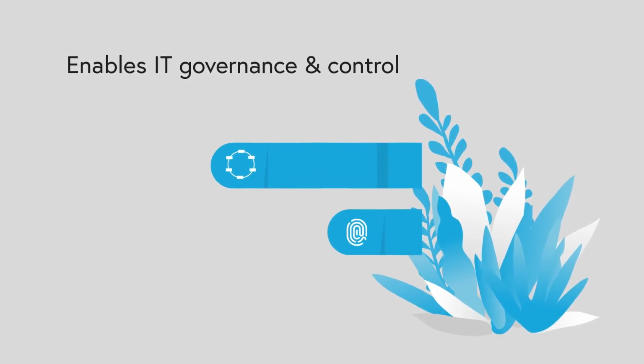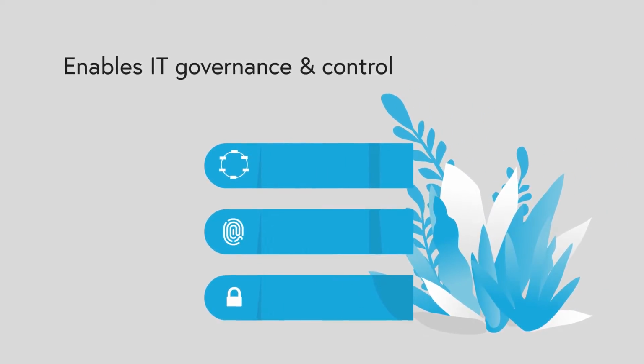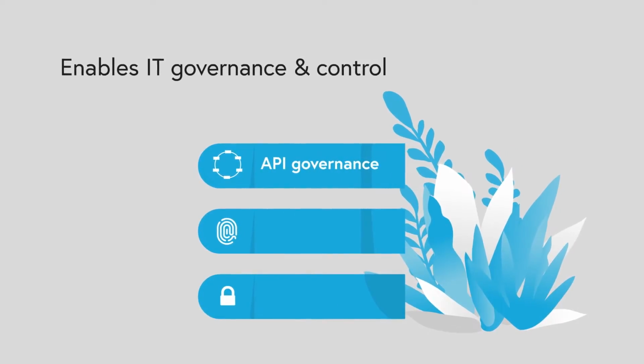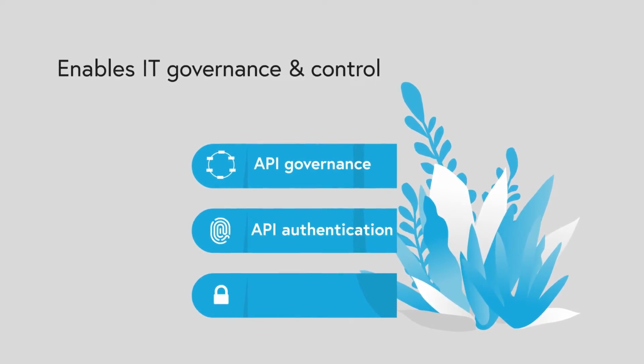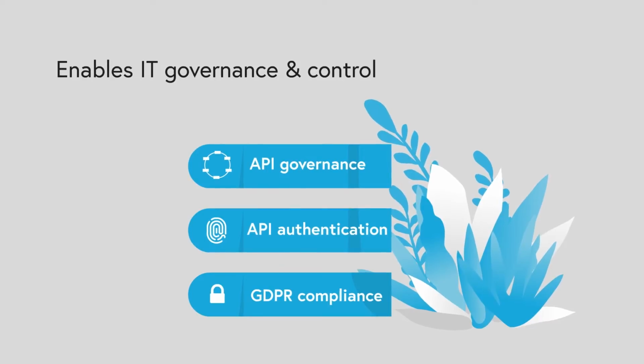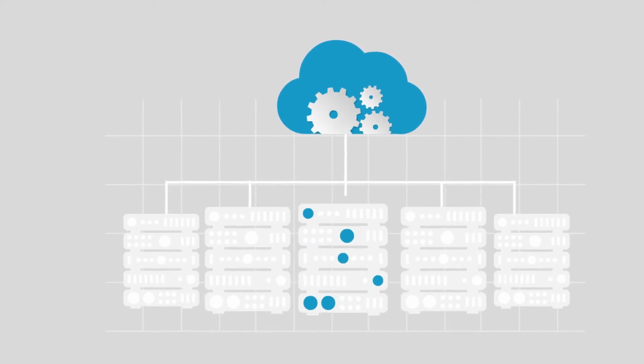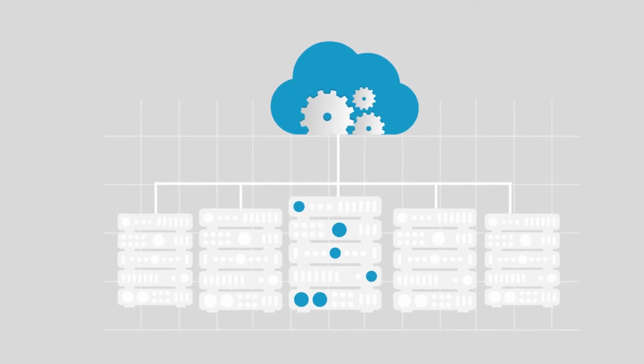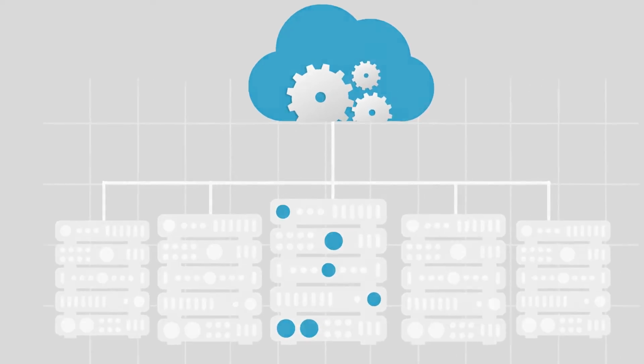In addition, the Bloomreach Headless Experience Cloud enables IT governance and control by providing API governance, API authentication, GDPR compliance, all built on a robust cloud infrastructure that supports enterprise-class scalability and business continuity.